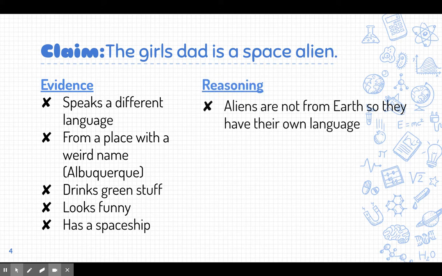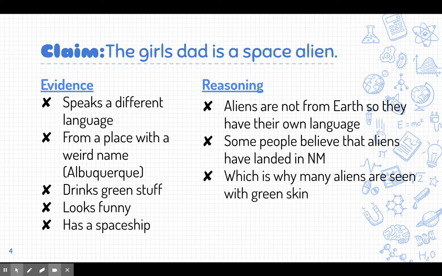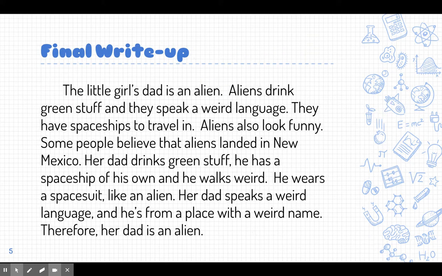So in the reasoning, aliens are not from Earth, so they have their own language. Some people believe that aliens have landed in New Mexico. Many think that aliens are seen with green skin because they drink and eat green things. And then aliens wear spacesuits for protection, and aliens use spaceships to travel.